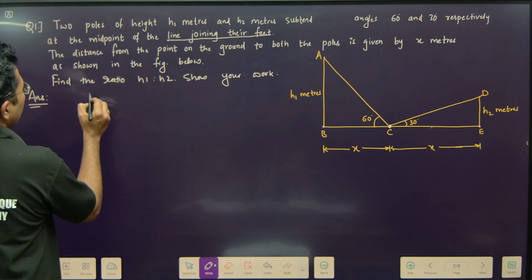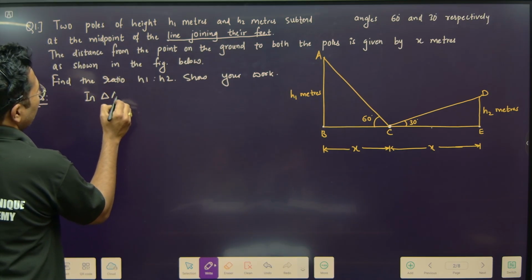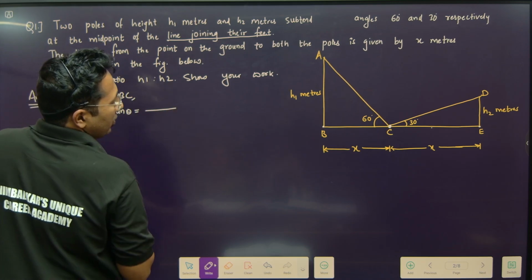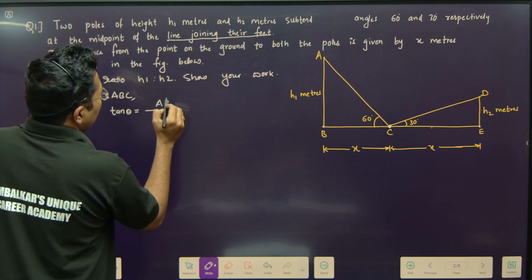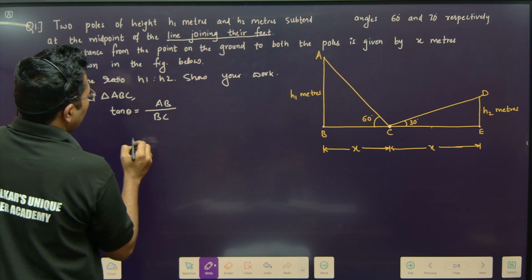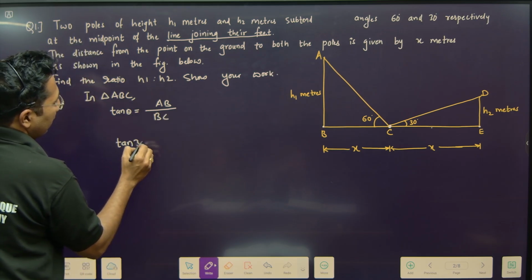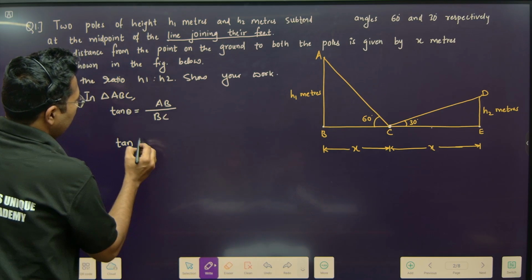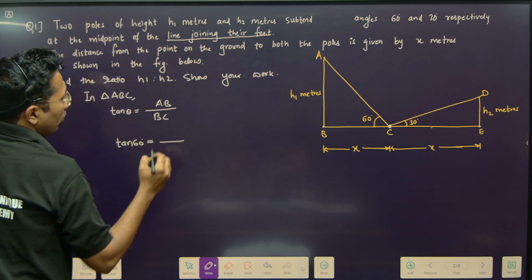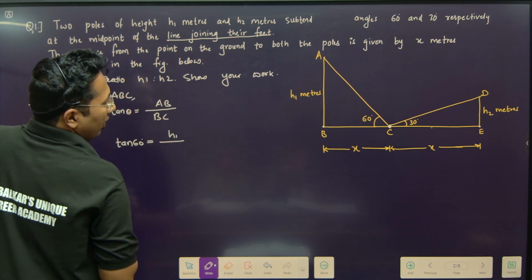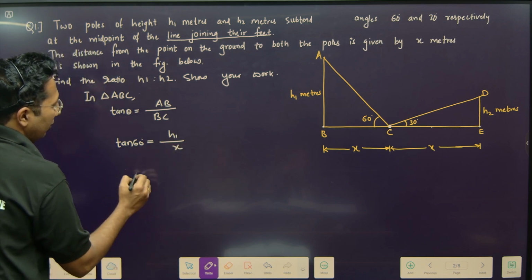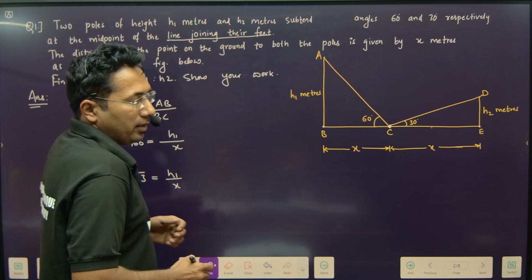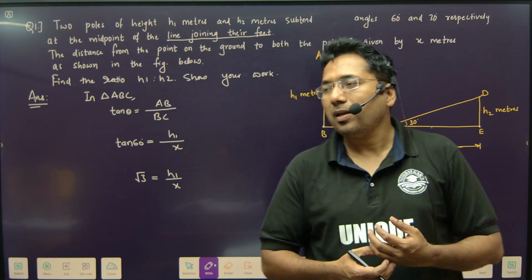In triangle ABC, tan theta is equal to, what is the opposite side? It is AB. Adjacent side is BC. Let me write tan 30 degree. Sorry, it is 60, right? Tan 60 degree is equal to, value of AB is h1, value of BC is x. What is the value of tan 60? Root 3. h1 upon x. Is this understood? Is there any doubt?